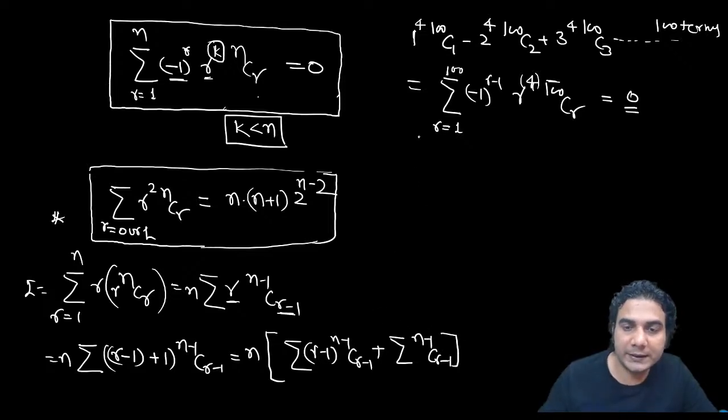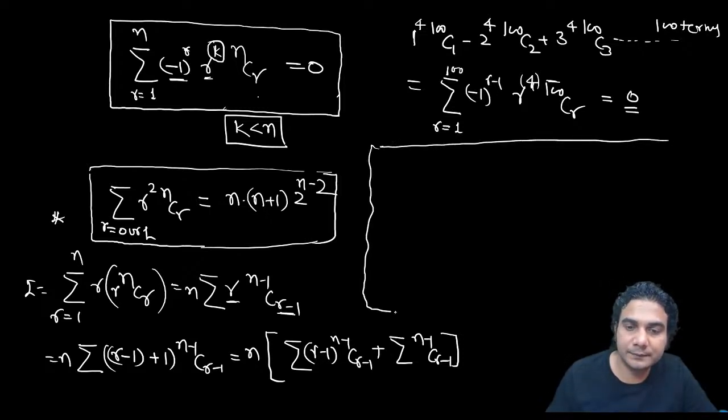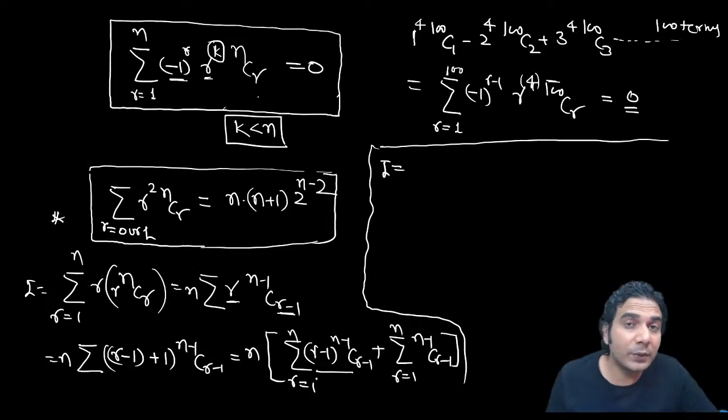Now I'll start from here. Then you can apply the property. In the original, r is starting from 1 to n. But in this you can start from 2 also, because if you put r equal to 1, the first term is going to be 0. Like in this, whether you start from 0 or 1, it is the same. Similarly in this, whether you start from 1 or 2, it is the same. So after applying the formula, you'll have to start from 2.